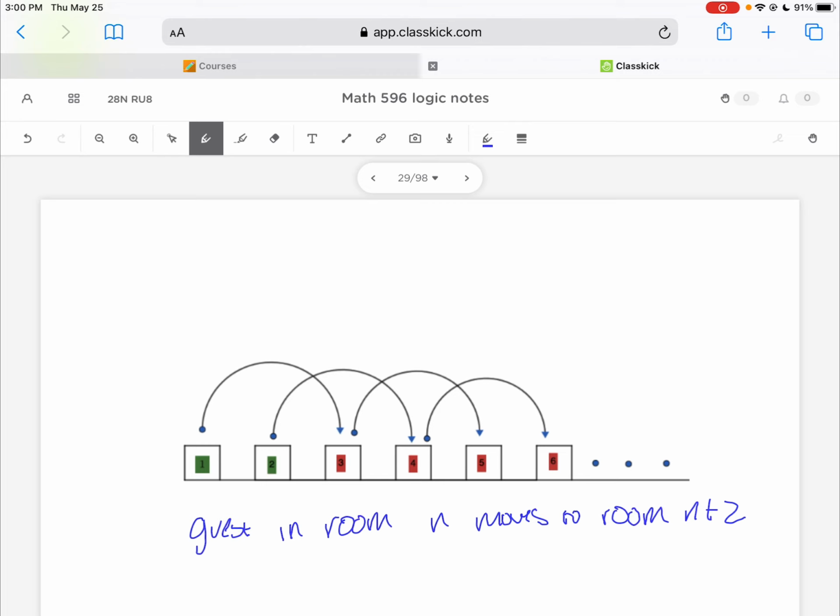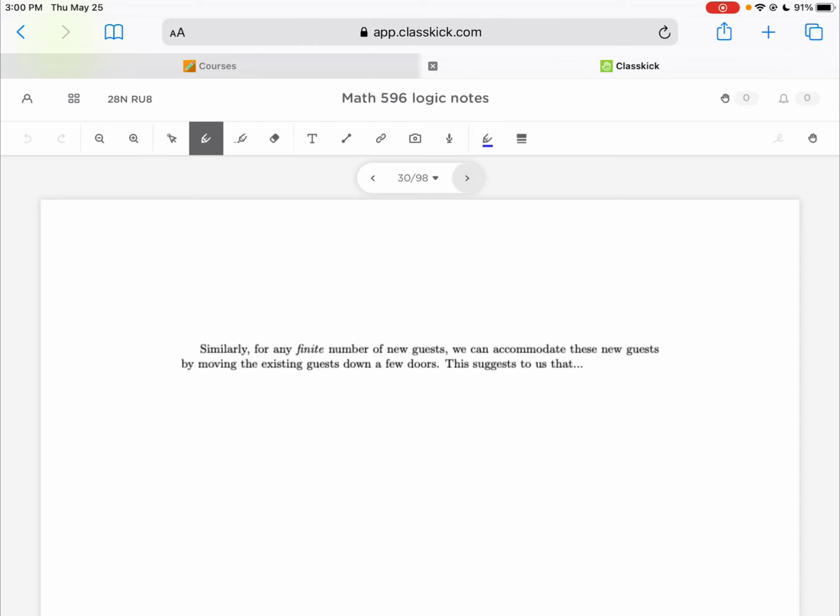Similarly, for any finite number of new guests, we can accommodate these new guests by just moving the existing guests down some number of doors. And so this suggests to us, for instance, that the cardinality of the set 1, 2, 3, 4, 5, the cardinality of the natural numbers, is equal to the cardinality of the natural numbers plus 1 more, the natural numbers plus that new extra guest. So let's say the set 0, 1, 2, 3, and so on.